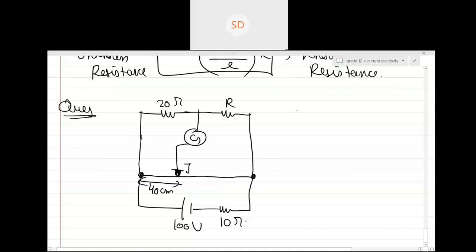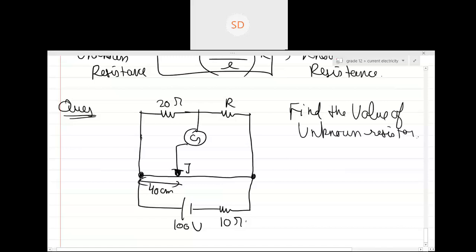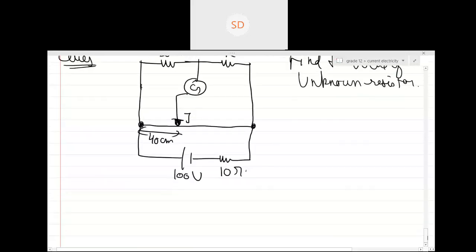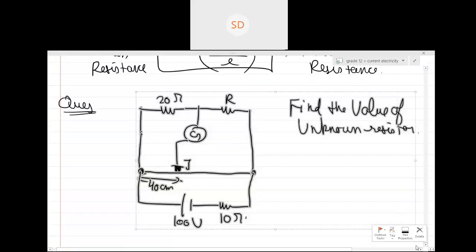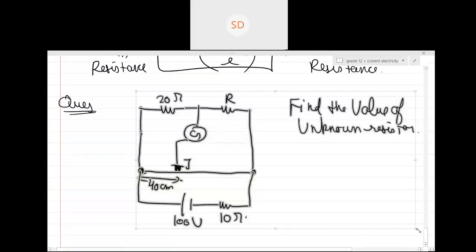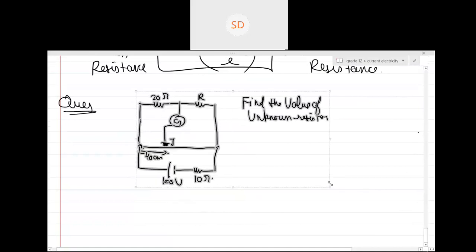Direct question, can you do it? Guys, can you find it out? Yes, sir. Find the value of unknown resistance. Do it fast. You'll need my help, I guess. Satvik is saying 30 ohm is the correct answer.